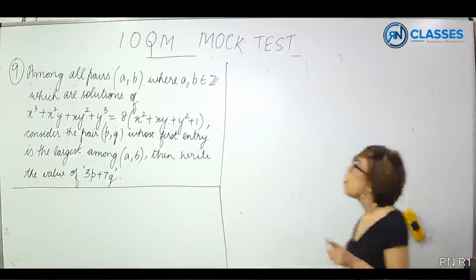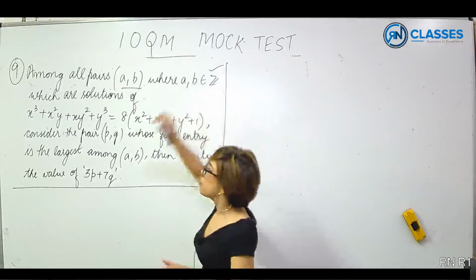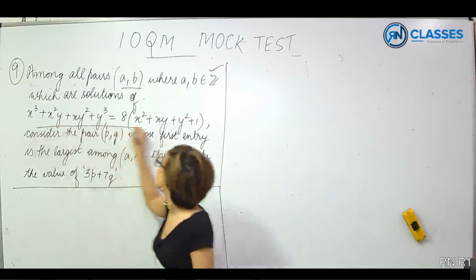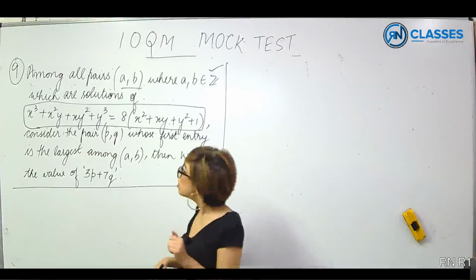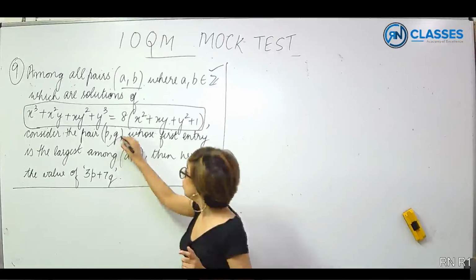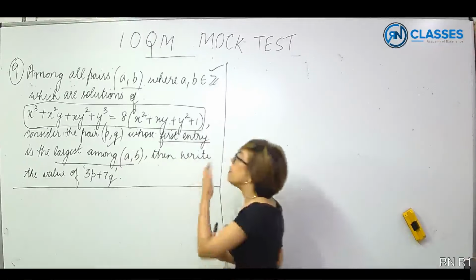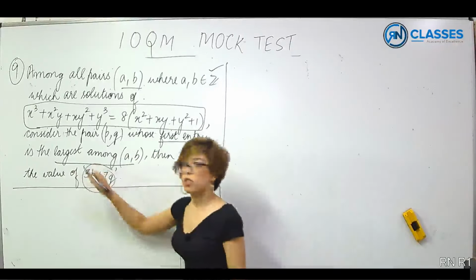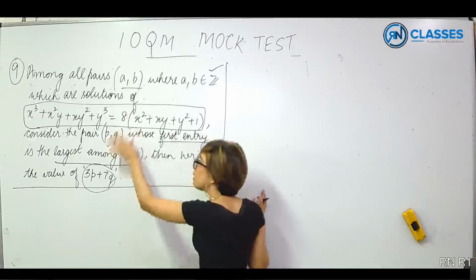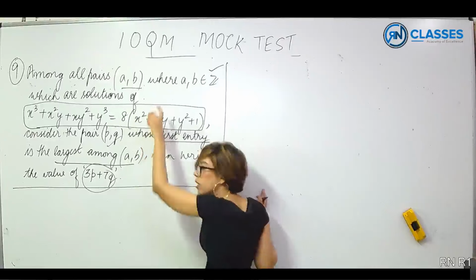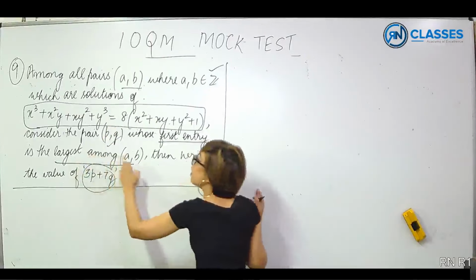Now he says among all pairs A, B, where A and B are integers, which are solutions of this equation. So we are talking about the integral solutions of this equation. Consider the pair P, Q, whose first entry is the largest among A, B. Then write the value of this expression. Basically, I need to find P, Q. P, Q is nothing but the solution of this equation. But what kind of solution? Where the first entry is the largest among A, B.